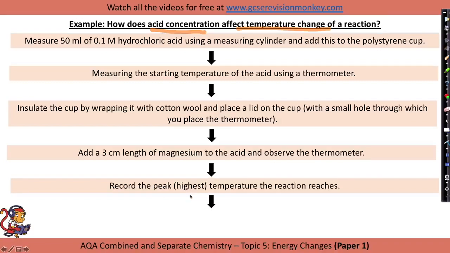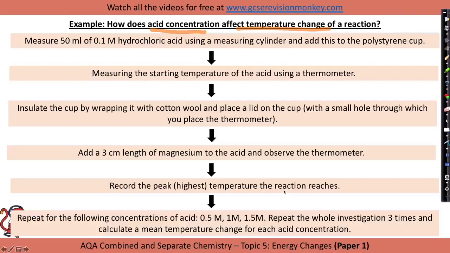Record the highest temperature the reaction reaches, and repeat this for the following concentrations of acid. Make sure you list them in the exam, for example 0.5 molar, 1 molar and 1.5 molar, and repeat the whole investigation 3 times and calculate a mean temperature change for each acid concentration. And you should find that this one is an exothermic reaction.